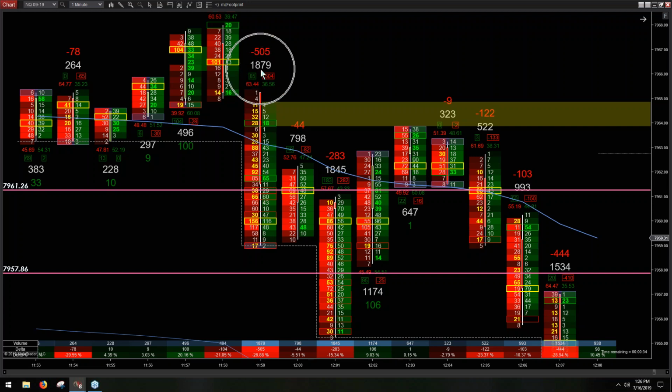So what I like about the MZ pack is it gives me the summary here, and you can see up here at the top, it's telling me what the delta was at the time, -505. The volume on the entire bar was 1879. And then here you'll see 63.44 and 36.56. This is telling me that I have an imbalance to the downside with the 63.44. Now, obviously, you're looking at this and it's static right now because I've scrolled back. So you have to basically interpret it as it's happening.